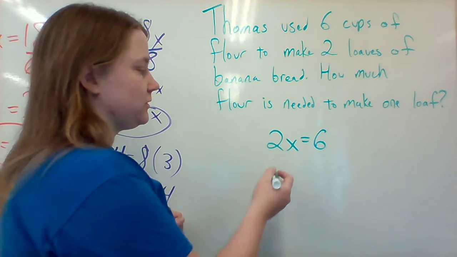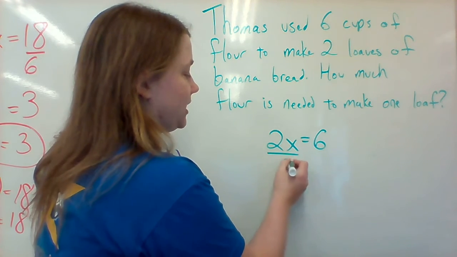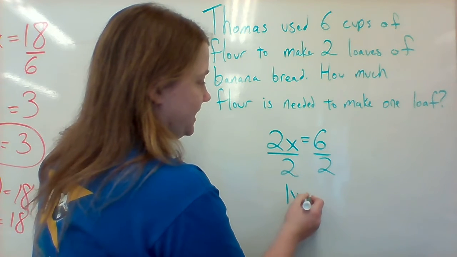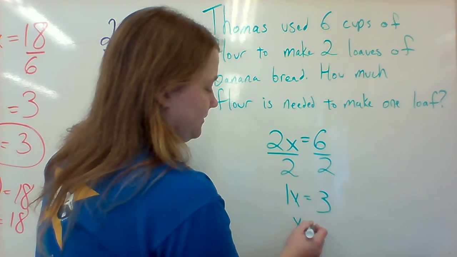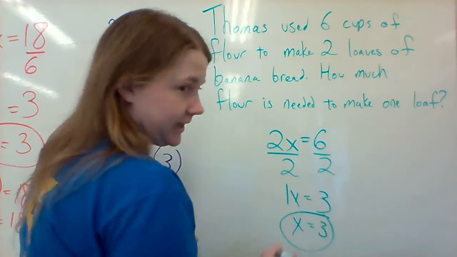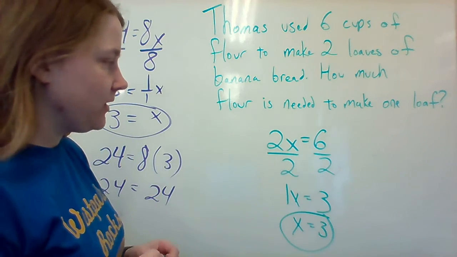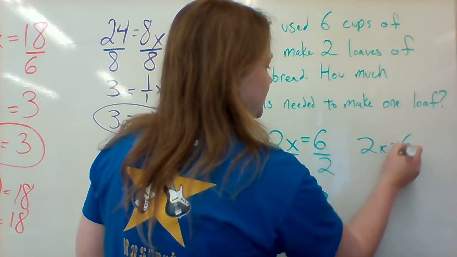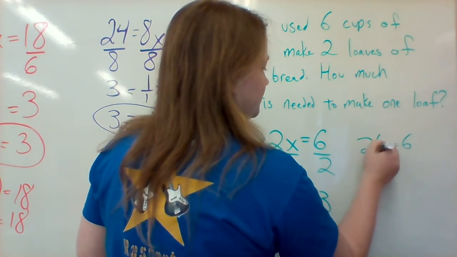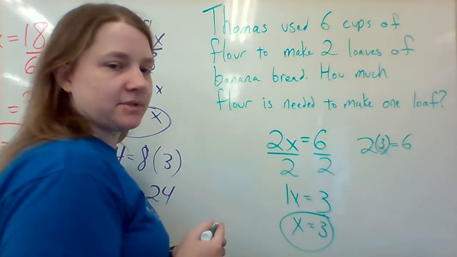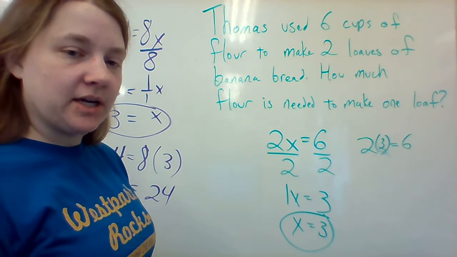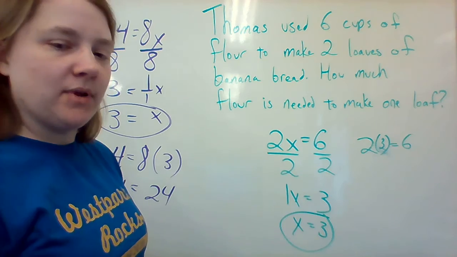So what we're going to do is divide by 2 on both sides to get the x, which is, again, equal to 3. And to double check that, 2x equals 6. Take out the x, put in 3. 2 times 3 equals 6, so I know I got the right answer. So we're good to go. Again, we have an answer of 3.